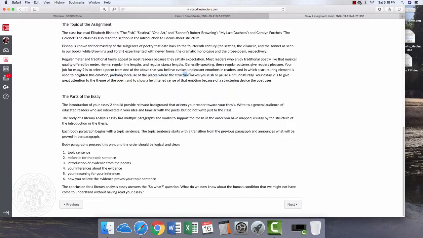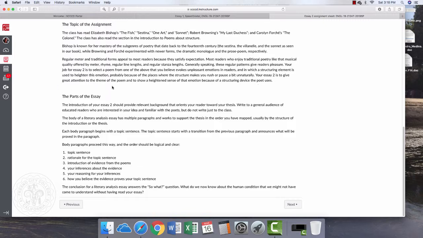We talked about how enjambment makes you rush, remember that? And how caesuras make you pause a little bit unnaturally. It's an interruption of that da-dum, da-dum, da-dum, da-dum, da-dum kind of pattern. And that can be used to heighten an unpleasant emotion because it works on you a little bit. It's a little feeling of surprise.